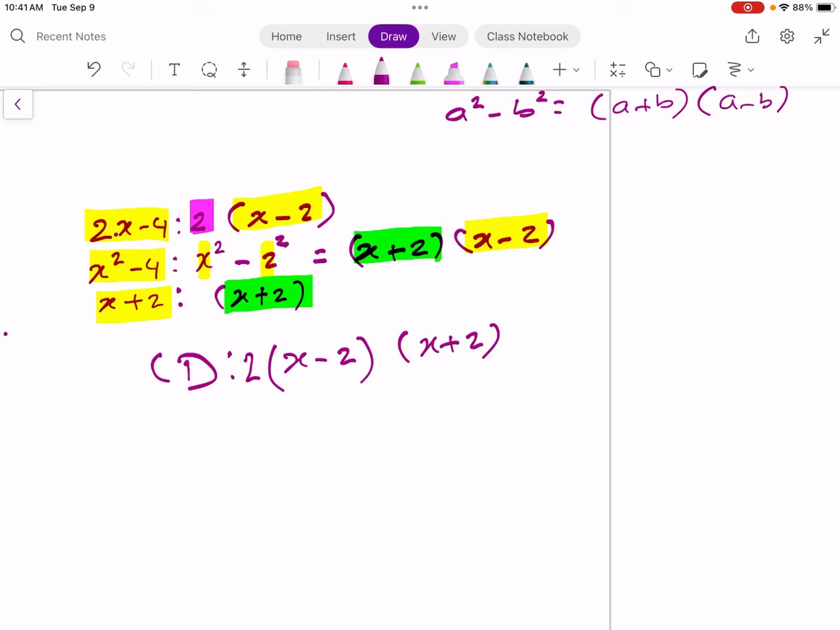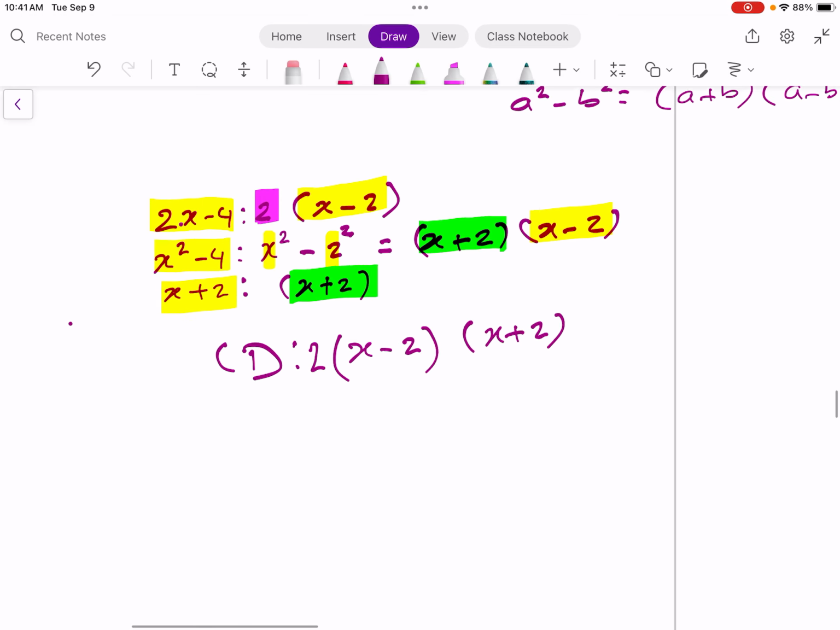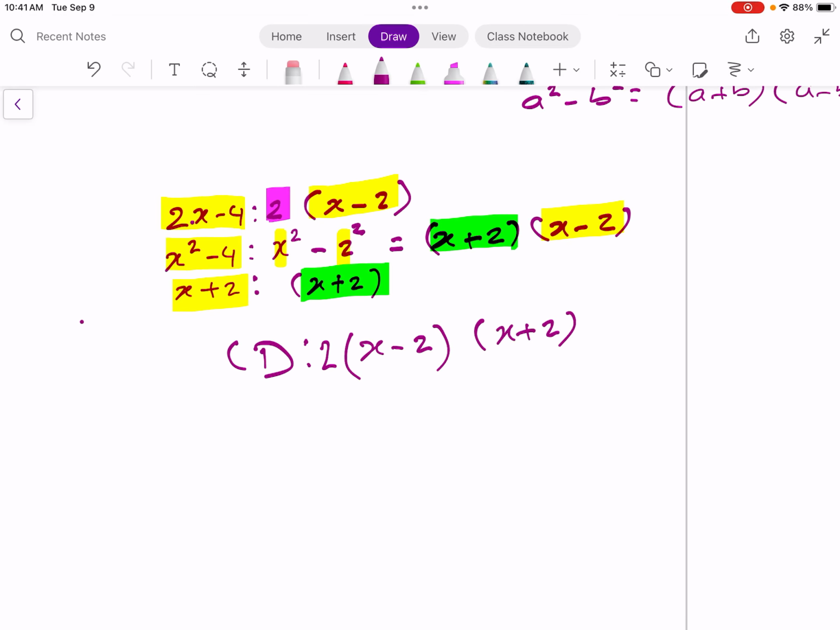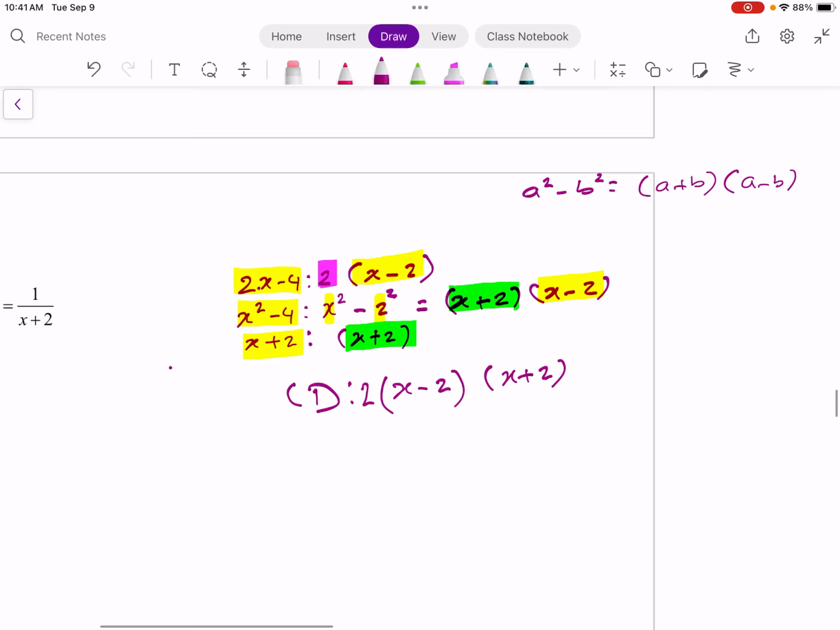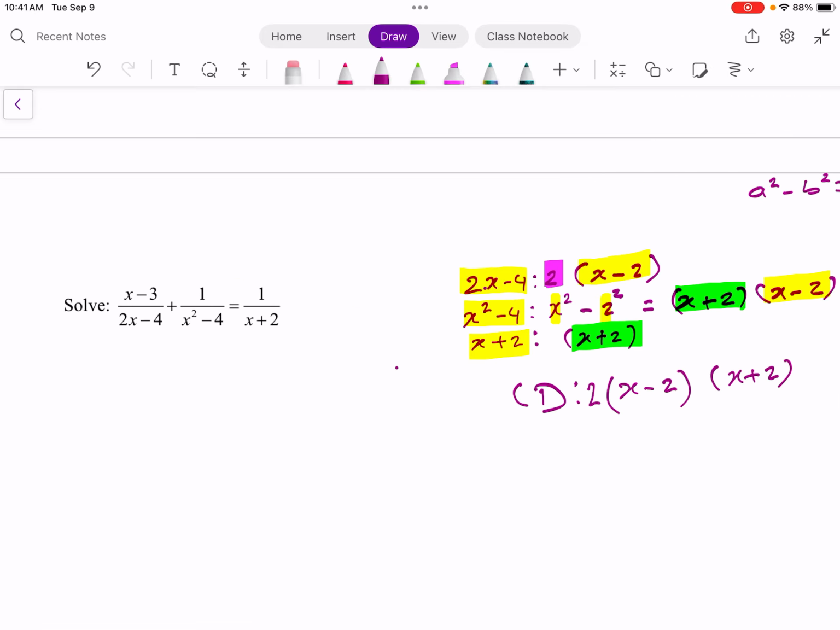First step, factorize each denominator. Second step, look for the common factors, and if you have a common factor, you write it once. Write down every common factor in all denominators once, and then rewrite every remaining factor which is not common. Here 2 is remaining, and you must have that 2. So this is our common denominator. Now that we have a common denominator, what is our next step? We multiply each expression by this common denominator. Let's go ahead and multiply each expression by the common denominator.